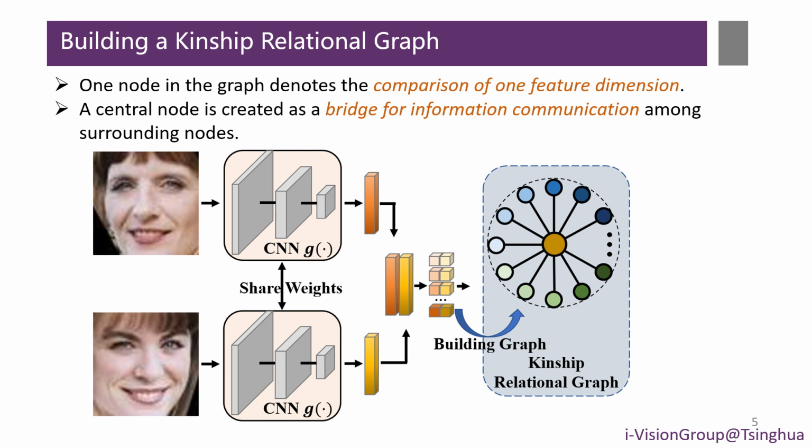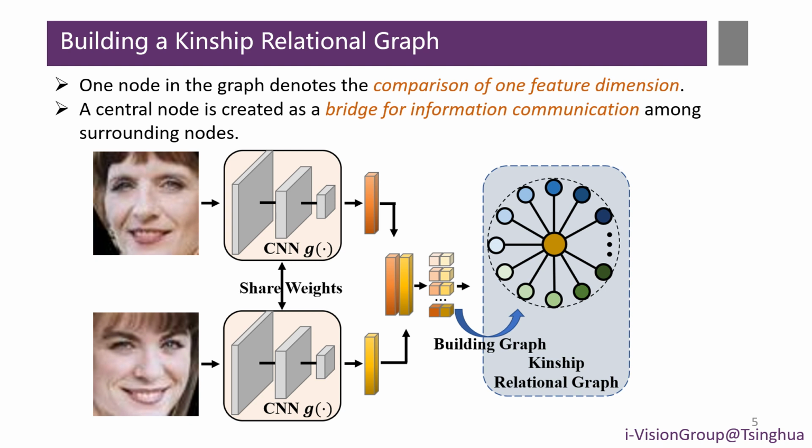Since we use the same CNN to extract features for two images, the values of two features in the same dimension represent the comparison of one kind of kinship-related information encoded in that dimension. We use one node in the Kinship relational graph to denote the comparison of one feature dimension, then we have D nodes which describe the comparisons in all dimensions.